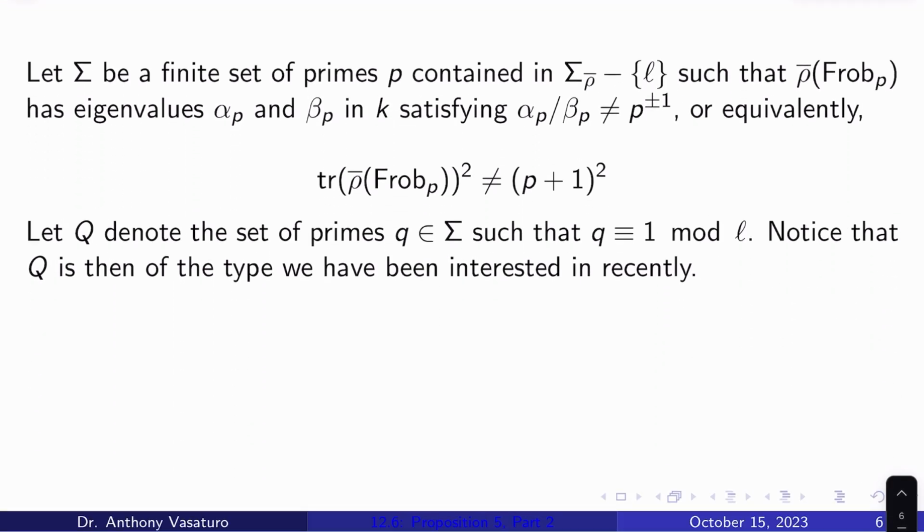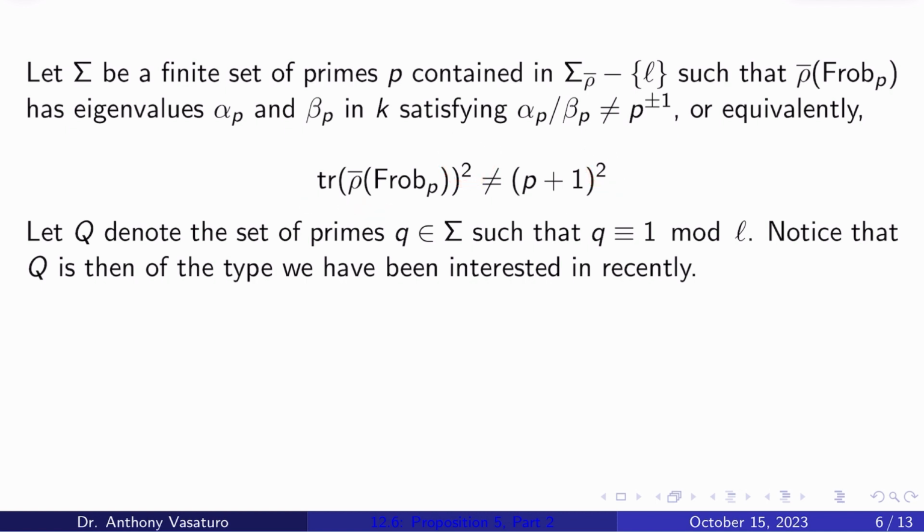So let's keep going. Let Σ be a finite set of primes p contained in Σ(ρ̄), so that's a throwback definition from last chapter, minus the prime ℓ, such that ρ̄(Frob_p) has eigenvalues, let's call them α_p and β_p in my field K I'm working with, satisfying the fact that their quotient is not p to the plus or minus first, or equivalently and maybe more enlighteningly, trace of ρ̄(Frob_p) squared isn't just (p + 1) squared.